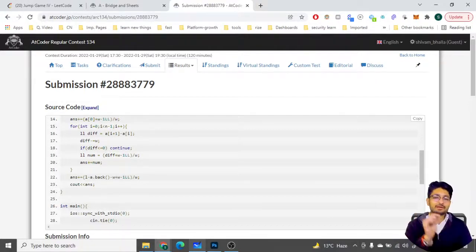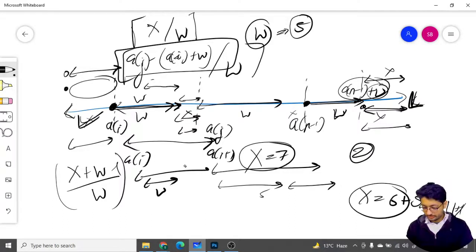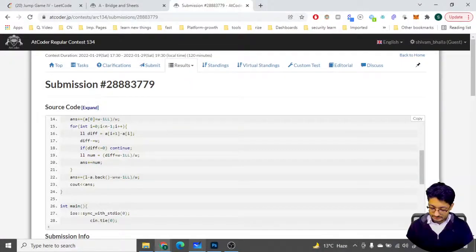So a of i plus 1 minus a of i is the total difference. If you just subtract these, you will get the complete length, but this also includes W. But you don't have to include that. You have to just include the gap. So you also have to subtract out this W.